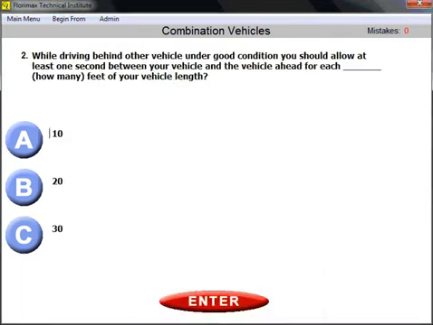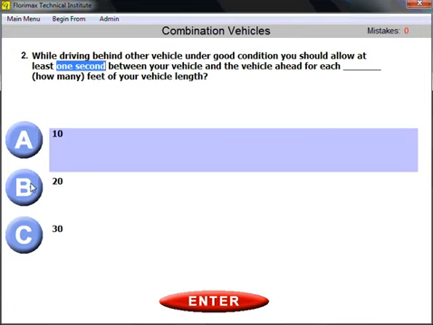Question number 2. While driving behind another vehicle under good conditions, you should allow at least 1 second between your vehicle and the vehicle ahead for each how many feet of your vehicle length. Okay, long complicated questions, but just pay attention. 1 second, okay, distance, that's definitely 10.